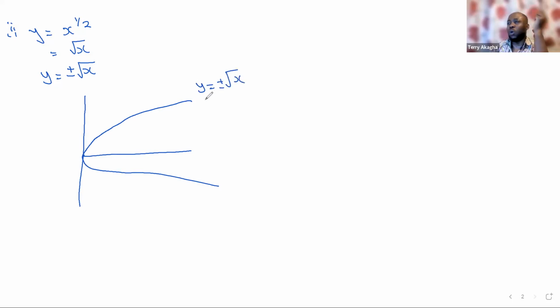And just for you to know, when you put it in your calculator, the calculator only gives you the positive value for the square root. So if you want to draw that, your graph is going to look something like this, but that is not correct because square root of x is plus or minus, okay? So I'm not going to bore you with this. I'm going to have a separate video for that, okay?